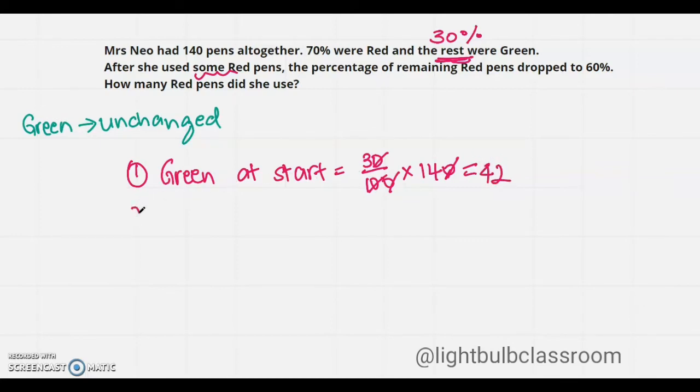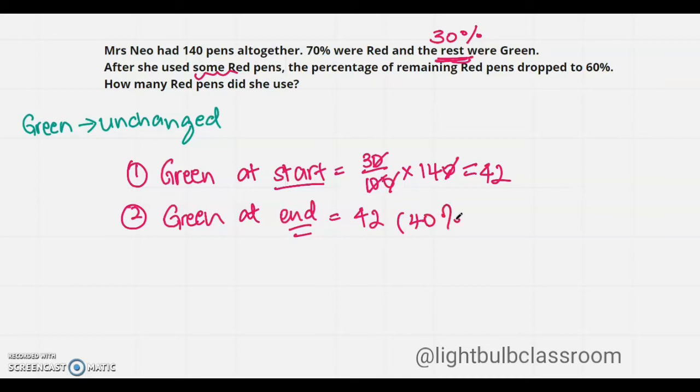Now then you need to realize that the green at the start will also be equal to the green at the end. Correct? Because it didn't change. So the green at the end is also 42. But at the end, what percentage does it have? At the end of it, the percentage of remaining red pens dropped to 60%, which means that green was 40%. Okay? So now 42 becomes 40%.